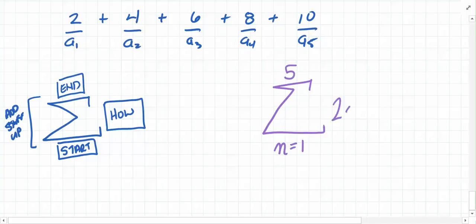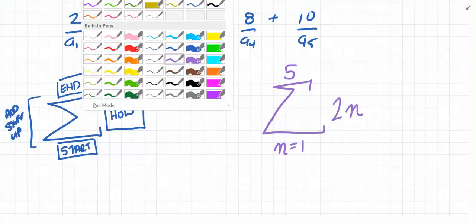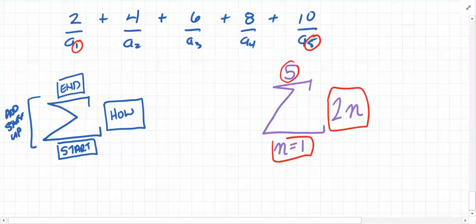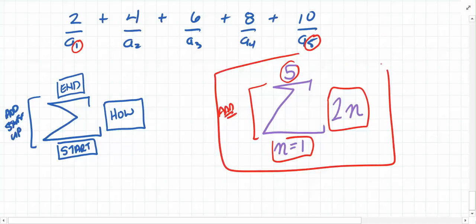Let me explain how this is working, what's going on here. Check this out. n equals 1 tells me that I start with the input of 1. 5 tells me that's where I stop, with my last term being 5. The 2n tells me how to generate the sequence. The summation means I'm adding them all up. My goal is that you are able to look at that piece of information, read it, and understand what it means. So this means the sum of all terms from 1 to 5 of 2n.